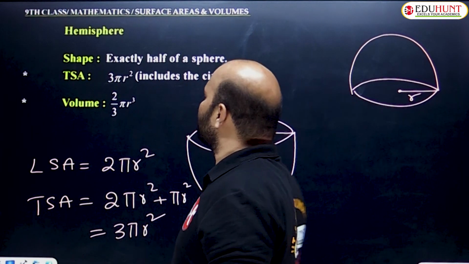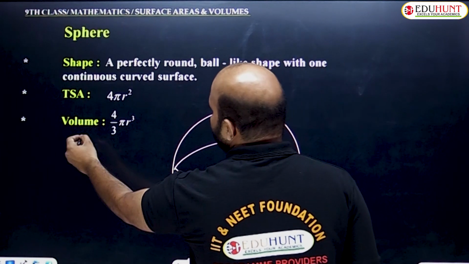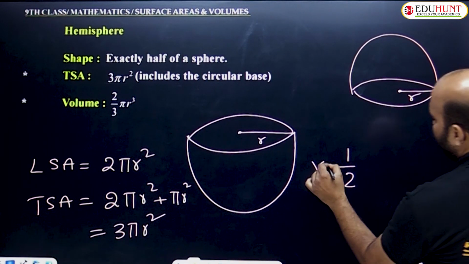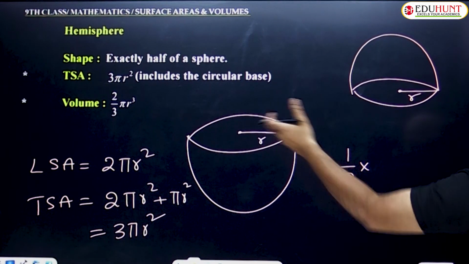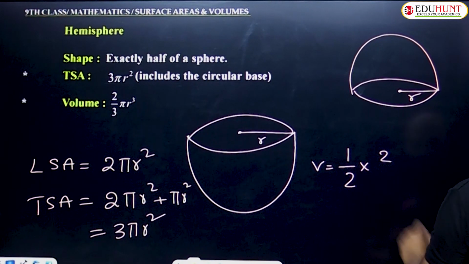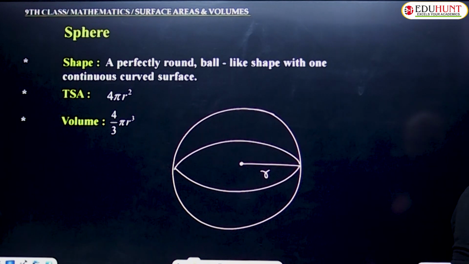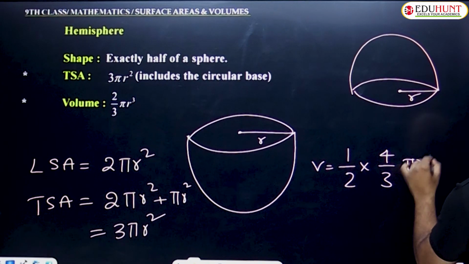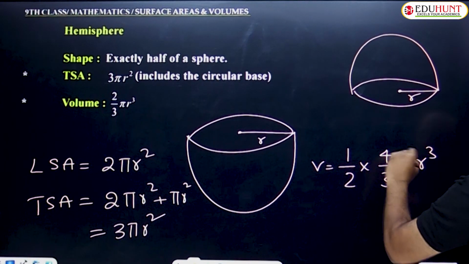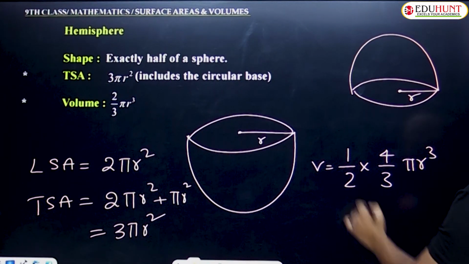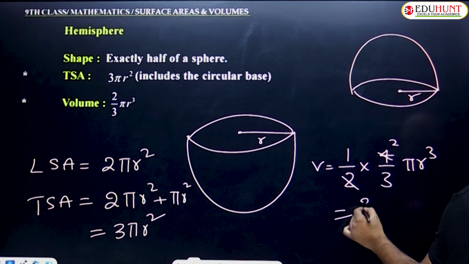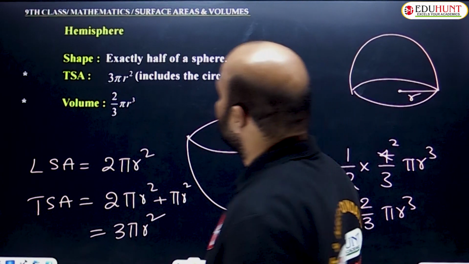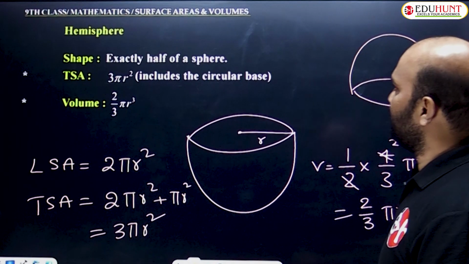Next, volume. The volume formula is 2/3 pi r cube, because the volume of a sphere equals 4/3 pi r cube, and half of the sphere is a hemisphere, so half of the volume. Two ones are two, two twos are four. What is the volume? 2/3 pi r cube. Am I clear? So these are the main fundamentals of surface areas. Am I clear?